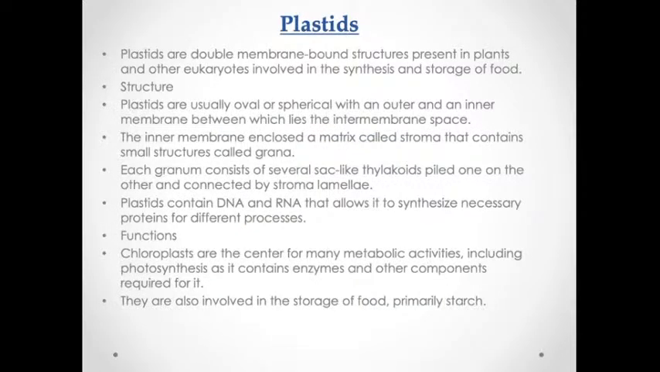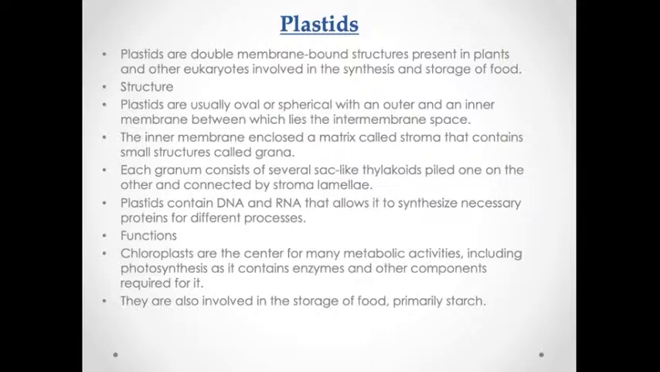So plastids are double membrane bound structures present in plants only and involved in the synthesis and storage of food. They are usually oval or spherical with an outer and inner membrane, between which lies the intermembrane space. The inner membrane encloses a matrix called stroma that contains small structures called grana. So each granum consists of several sac-like thylakoid piles, connected to stroma lamella.